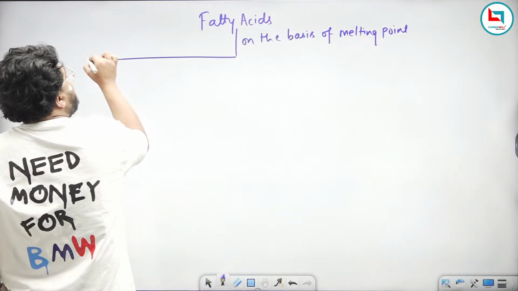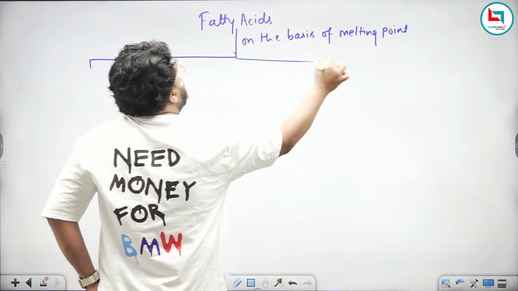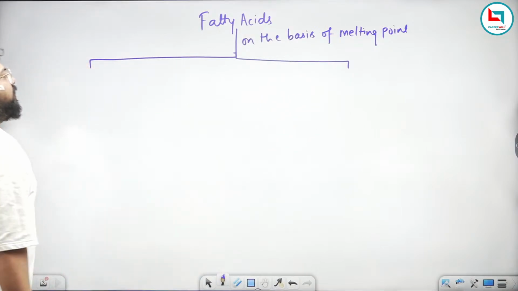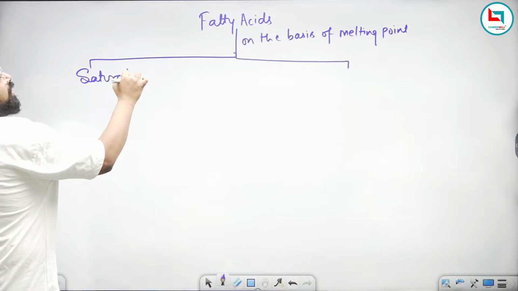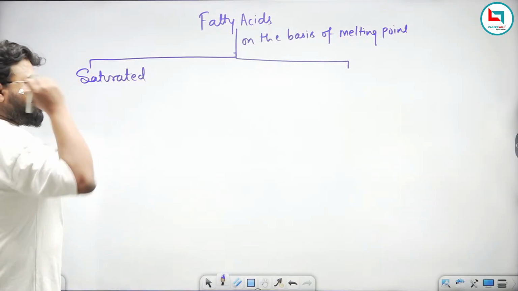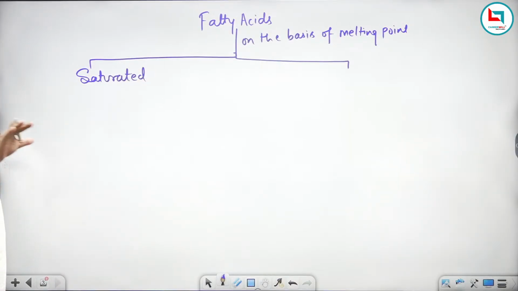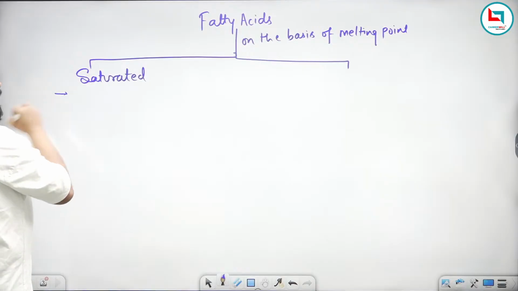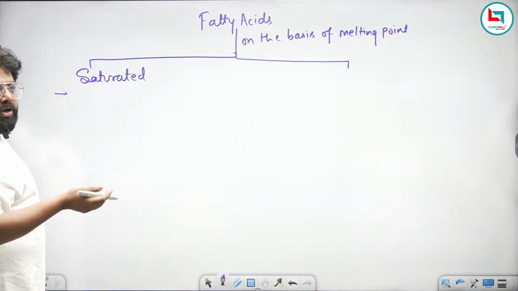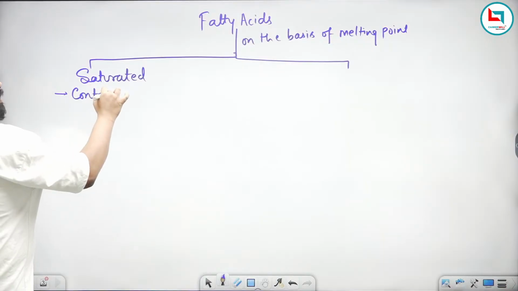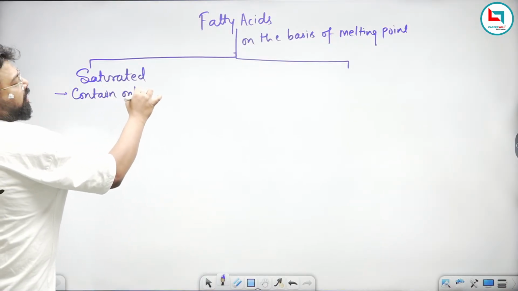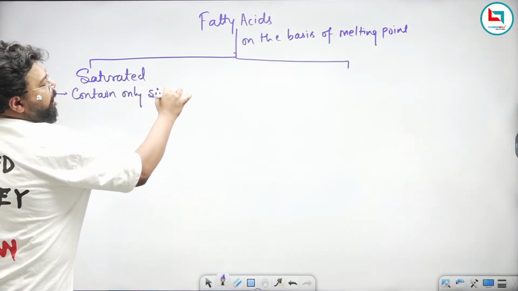Some fatty acids are said to be saturated fatty acids. According to chemistry, the compounds which contain only single bonds are saturated hydrocarbons or saturated compounds. So they contain only single bonds.